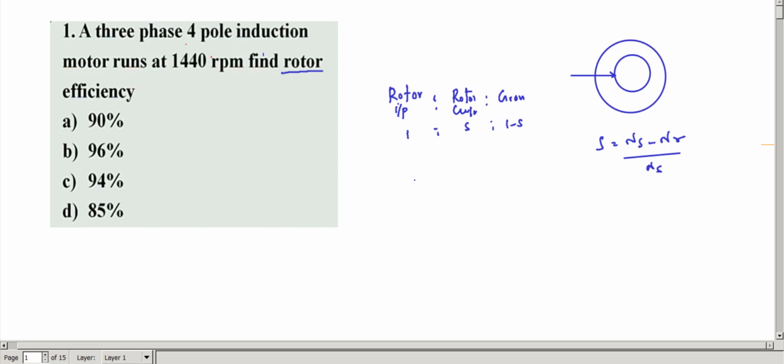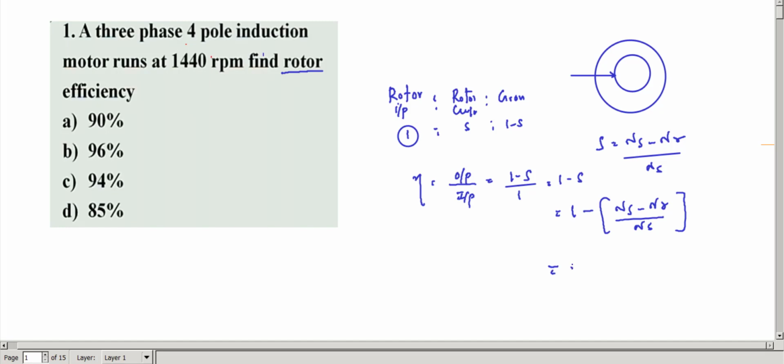So efficiency is output by input. So here he asked rotor efficiency. So output of the rotor what? 1 minus s. Input of the rotor what? 1. That equal to 1 minus s. If you substitute this, Ns minus Nr by Ns, that equal to Ns minus Ns plus Nr by Ns, that equal to Nr by Ns. So efficiency of the rotor is Nr by Ns.